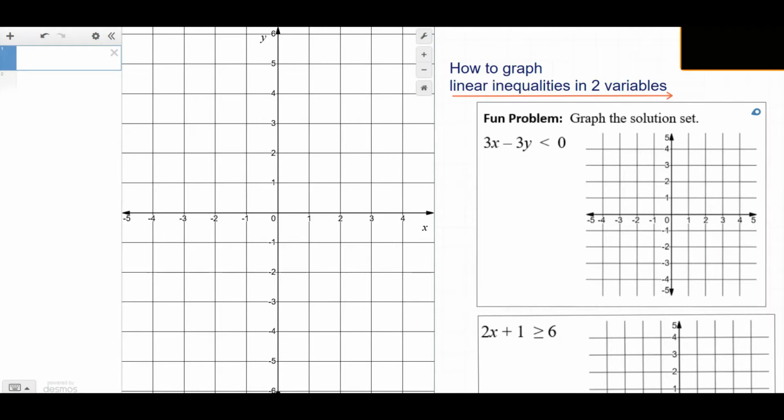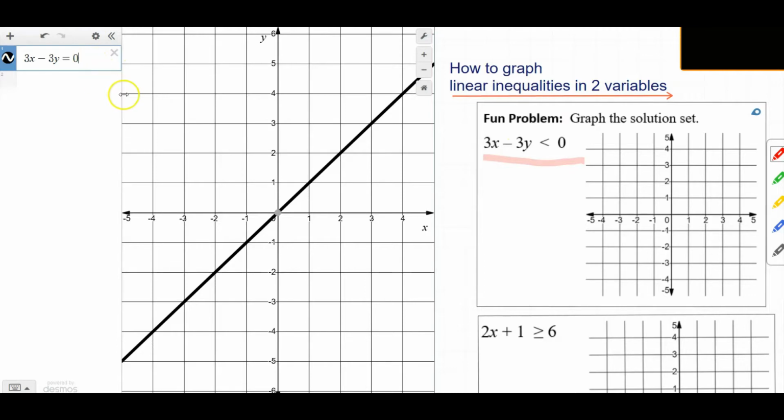So the first problem we are asked to do is to graph the solution set of this inequality. Inequalities scare me, so I'm going to go ahead and pretend it was an equation. So I'm going to use my fancy calculator, Desmos, and replace the inequality symbol with the equal sign. So we have 3x minus 3y equals 0, and I know that the graph of an equation is a line. Why? Because these are all the ordered pair solutions. Cool. But now it's time to face my fear.